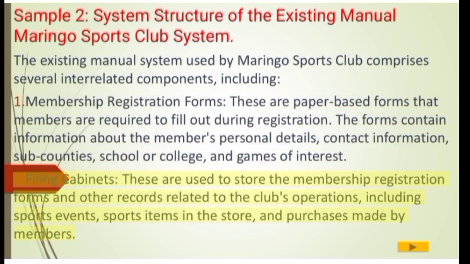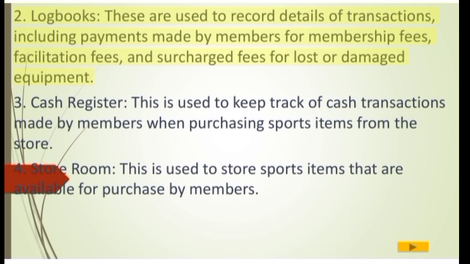2. Filing cabinets. These are used to store the membership registration forms and other records related to the club's operations, including sports events, sports items in the store, and purchases made by members. 2. Logbooks. These are used to record details of transactions, including payments made by members for membership fees, facilitation fees, and surcharged fees for lost or damaged equipment. 3. Cash register. This is used to keep track of cash transactions made by members when purchasing sports items from the store. 4. Storeroom. This is used to store sports items that are available for purchase by members.